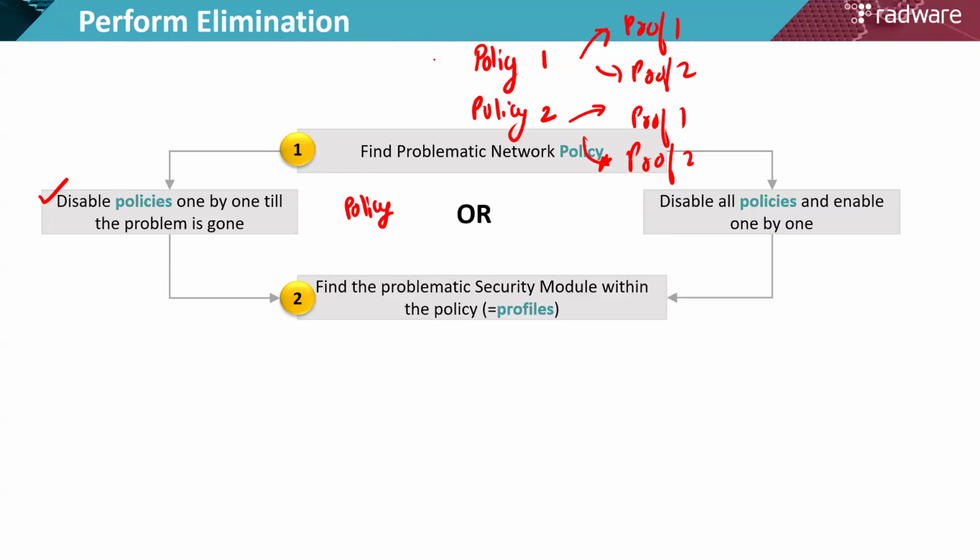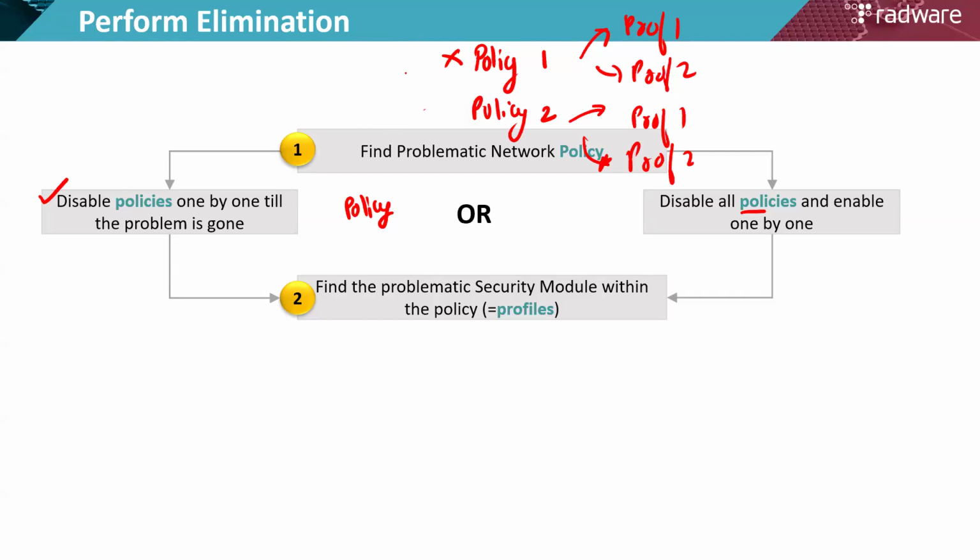You can disable them one by one, or you can disable all the policies. Like suppose you disable both the policies, policy one and policy two. Then you enable this policy, and now this policy is still causing the issue. Now you can see that this policy is causing the issue.